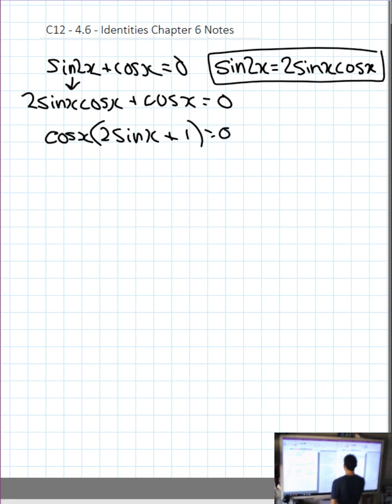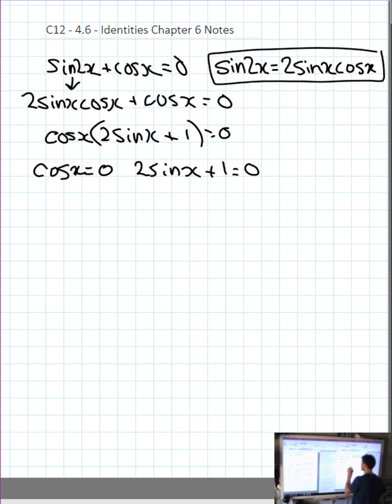Two things multiplied equal 0, so set them both equal to 0 separately, as we've seen in the past. And 2 sine x plus 1 equals 0. Let's solve this one first. Excuse me, lots of times I'm going to say 2 sine, and what I mean is 2 sine x. Always sine x. I might say sine squared and forget the x, etc. 2 sine x plus 1 equals 0. Sine x, therefore, equals -1/2.